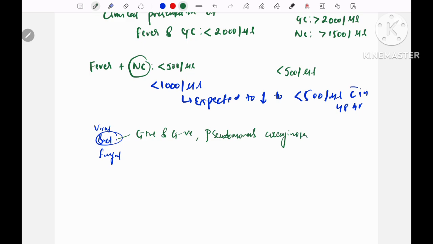So the antibiotic which we will give will mostly target the gram positive and gram negative organisms and Pseudomonas aeruginosa. But in later cases, when the antibiotic could not control the infection and the risk is very high, like when the duration prolongs to more than 5 to 7 days, then we have to add an antifungal agent because fungal infection may predominate at that time.